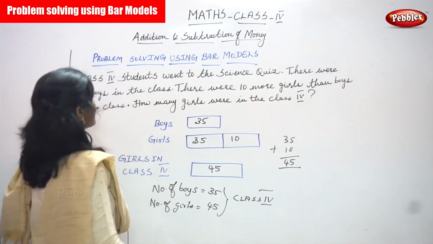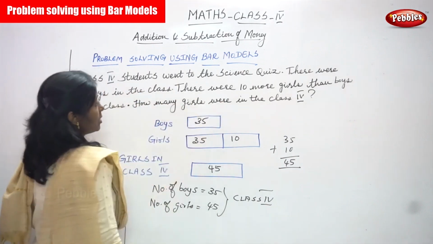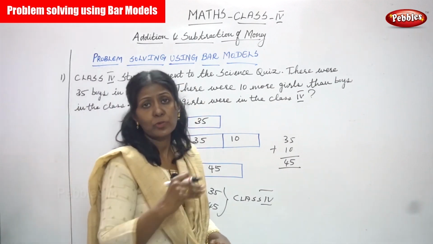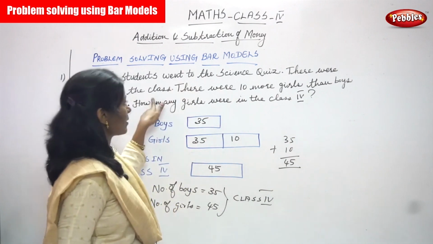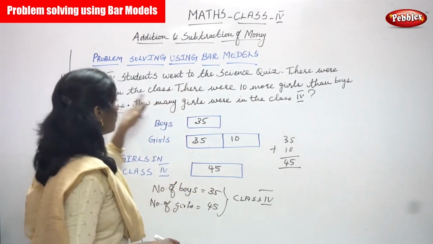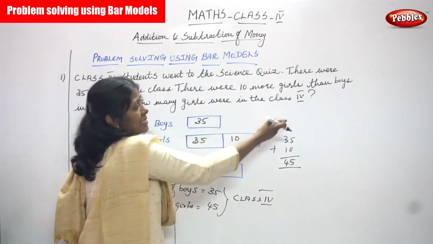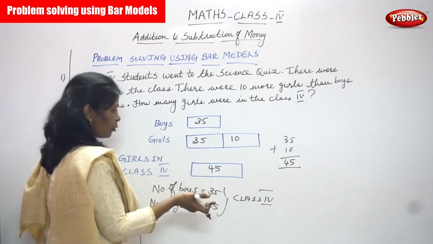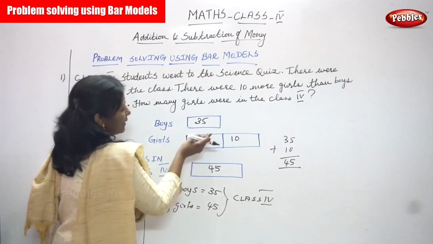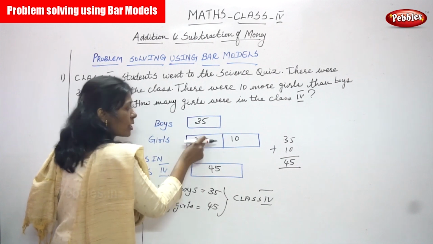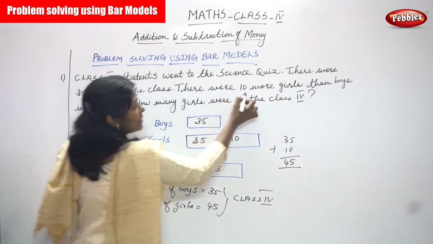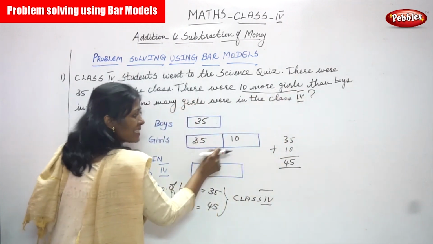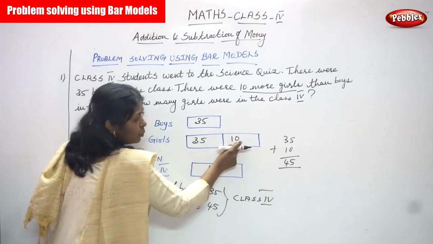I'll repeat once again. Class 4 students went to the science quiz. Only the class 4 students went, and there were 35 boys in the class, in that 4th standard. There were 10 more girls than boys. So the boys' strength is 35, clearly mentioned, and the girls' strength you have to find out. So you write 35, this is the boys' strength. Why write 35? Because they clearly mentioned 10 more girls than boys. So you write the boys' strength plus 10 more girls.